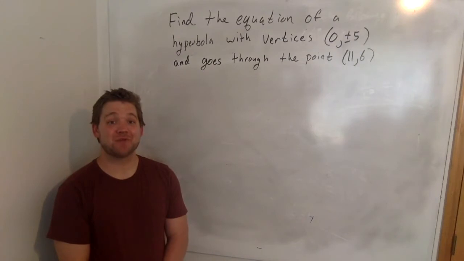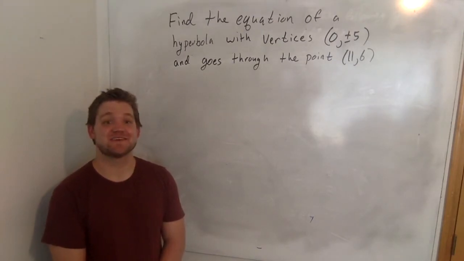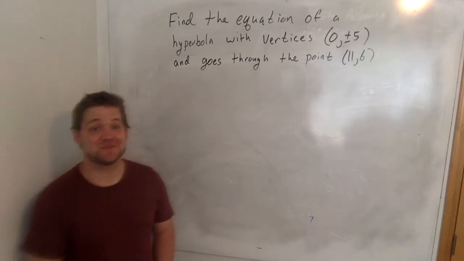Let's try this next problem. I want you to try to find the equation of a hyperbola with vertices at (0, plus or minus 5), and goes through the point (11, 6). Give it a shot. Okay, let's do it together.